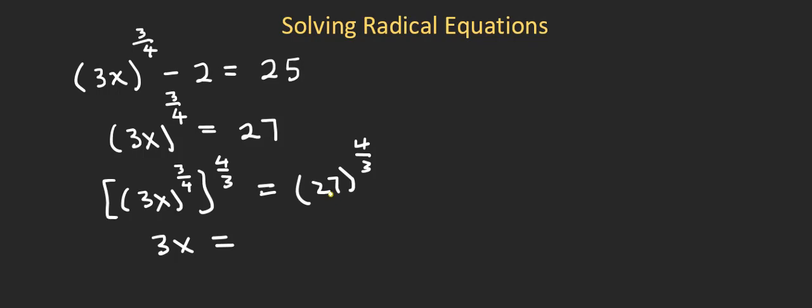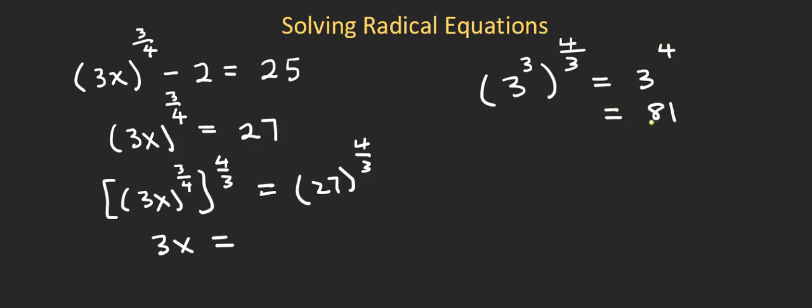What about over here? What's 27 to the 4 over 3 power? Well, you know that 27 is 3 to the 3rd. And you have 4 over 3. When you have an exponent next to each other, you multiply. So 3 cancels out. You get 3 to the 4, which is 81. 3 times 3 times 3 times 3. So you get 3x equals 81.